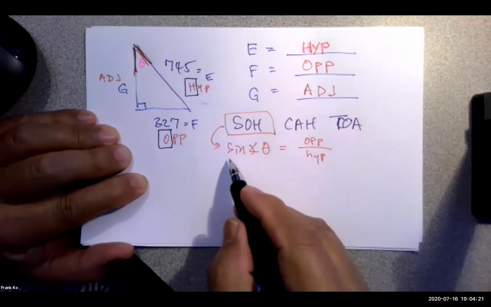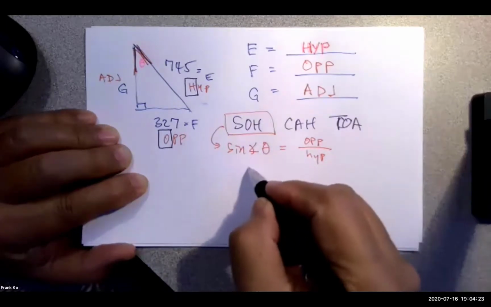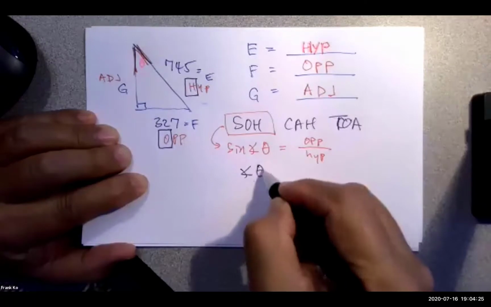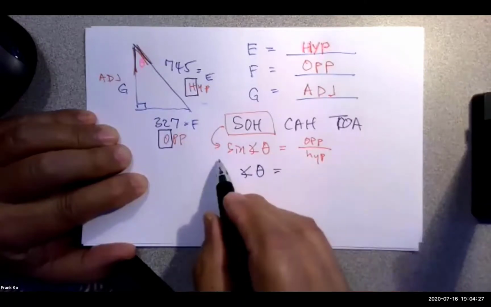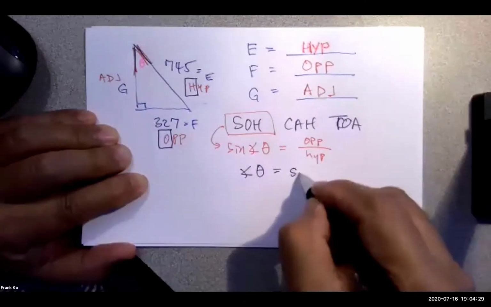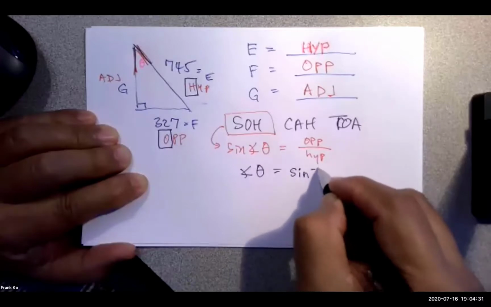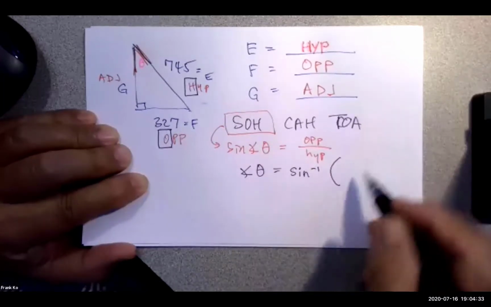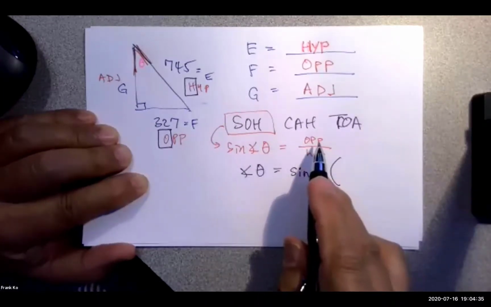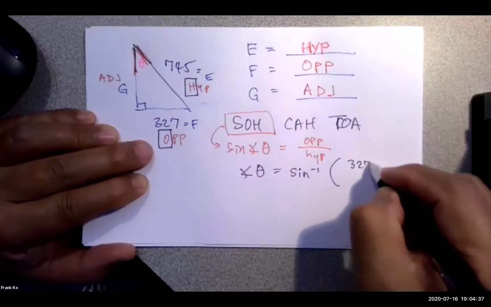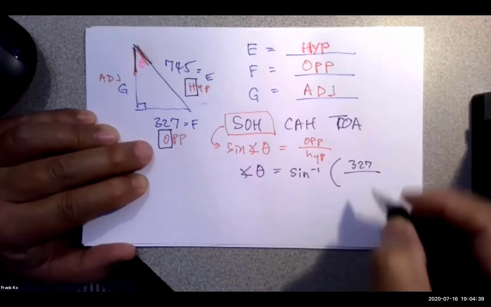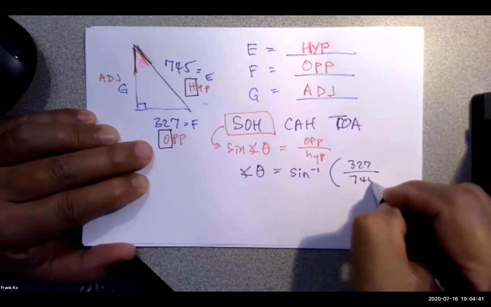Now, again, we're not interested in the sine of an angle. We want simply the angle. Therefore, when we move sine from one side to the other side, it is going to be inverse sine. And in parentheses will be the opposite of 327 over the hypotenuse of 745.